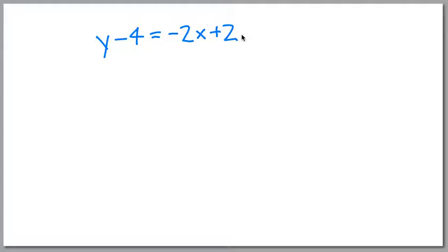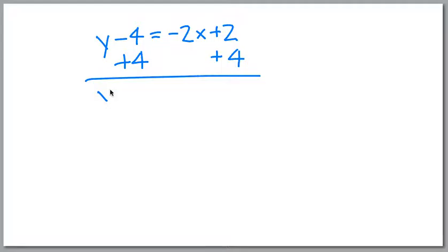And finally, we want to get y by itself, as I had mentioned. So the inverse of subtraction is addition, so we're going to add 4 to both sides. Since we have an equation, we want to keep it balanced. So whatever operation we do to one side, we have to do it to the other. And then -4 plus 4 is going to give us 0, so that essentially goes away.